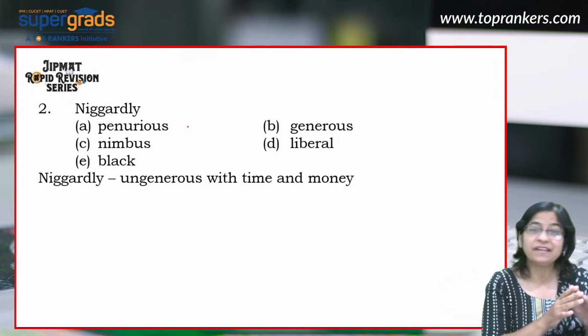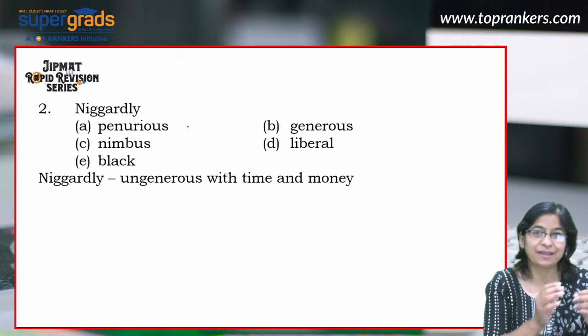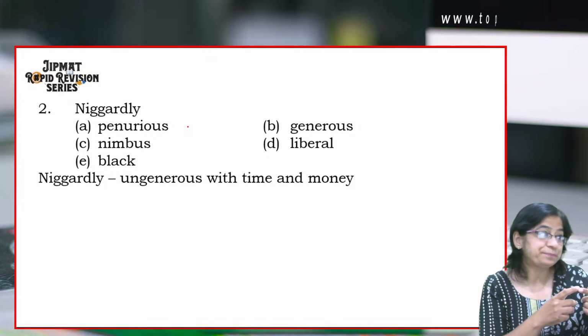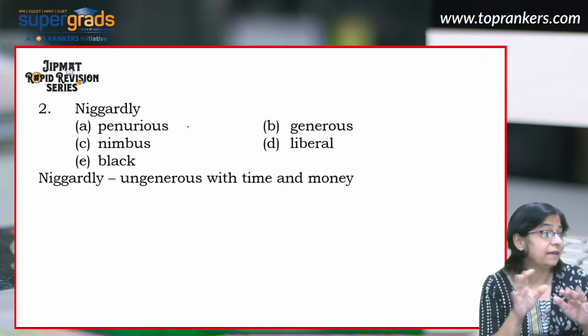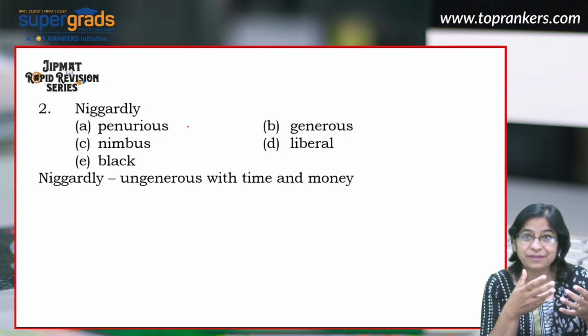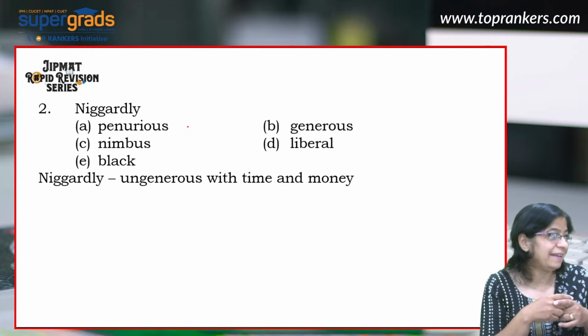So out of the given answer choices, what do you think is the most appropriate or the closest answer choice in this case? Can it be penurious, related to money, money difficulty? Nimbus, that's a cloud. Black is a color. Generous is somebody who loves to help, has a feeling of benevolence. Liberal believes in freedom. So, niggardly, all right.